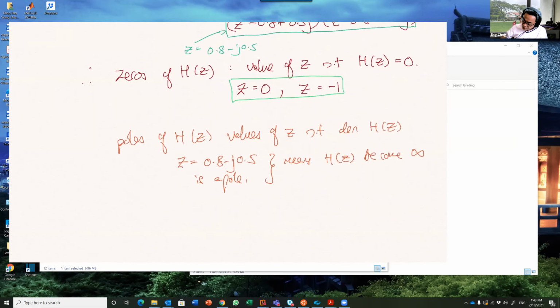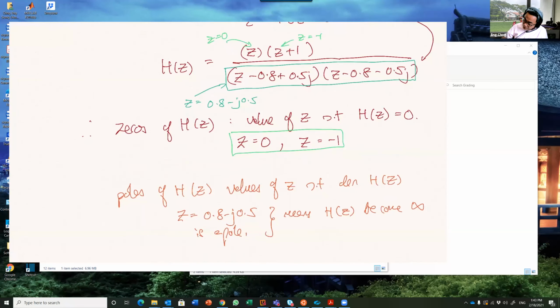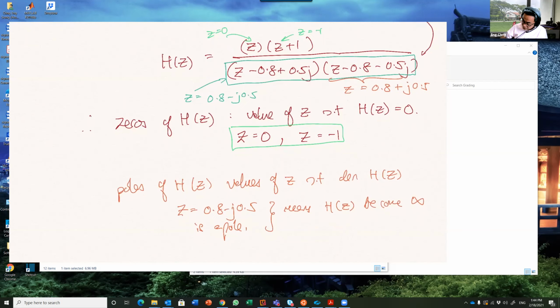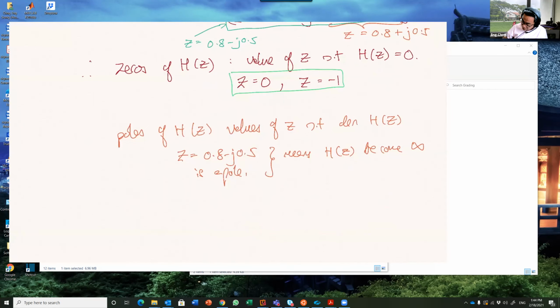Now you realize that once you have found one of them, the other guy is very easy to find because this is simply the conjugate, 0.8. So this should be plus, right? Yep, j 0.5. And then we are done. Therefore, z is equal to 0.8 plus j 0.5. So we have found the poles and the zeros.